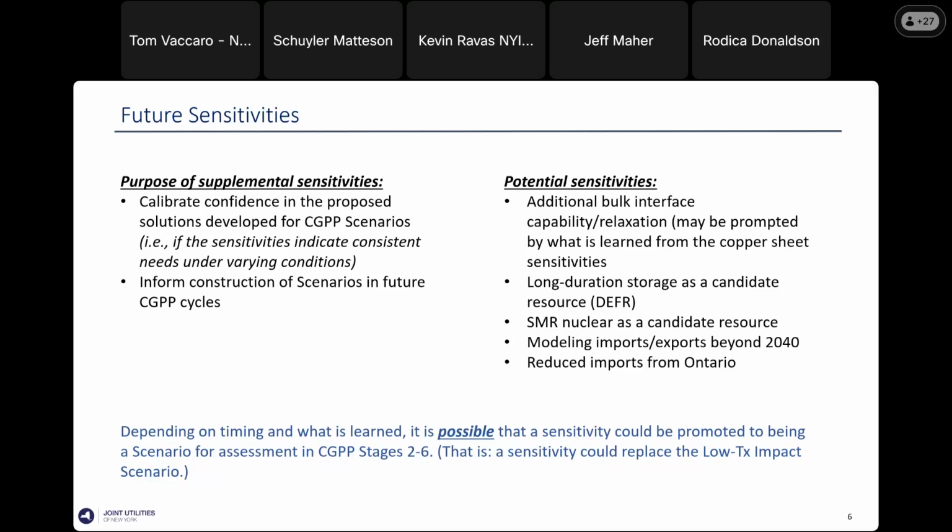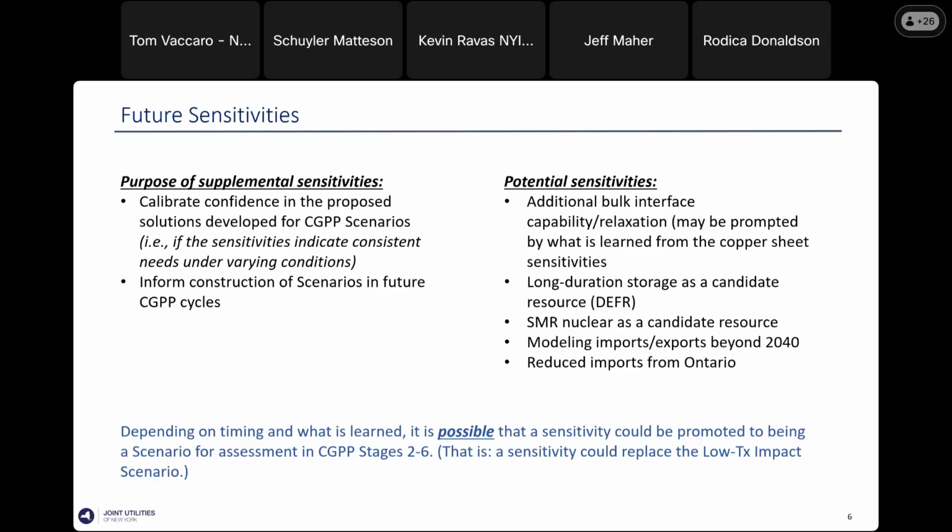Particularly replacing the low transmission impact scenario that we noticed isn't substantially different from the state scenario in a way that we think would drive a substantially different transmission build out. So not hugely effective as a bookend or informative, since our state scenario is already somewhat of a bookend, but there may be the opportunity to promote something if the timing works out well.